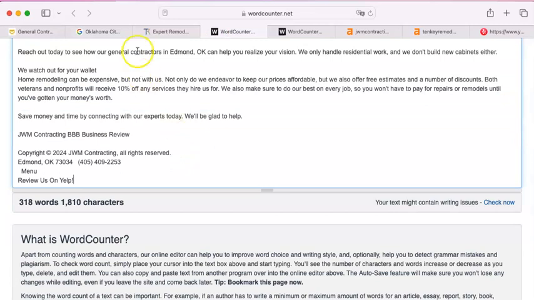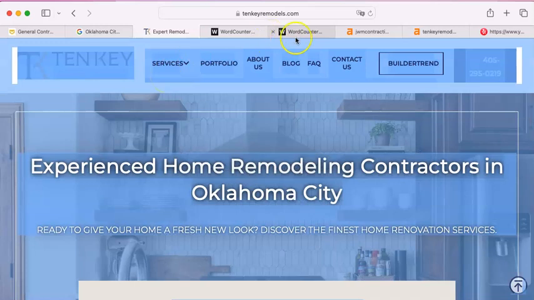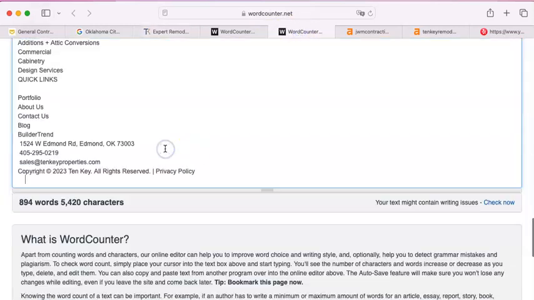And you have 318 words. I'm going to do the same here with 10 key, copy and paste. There we go, 894 words.